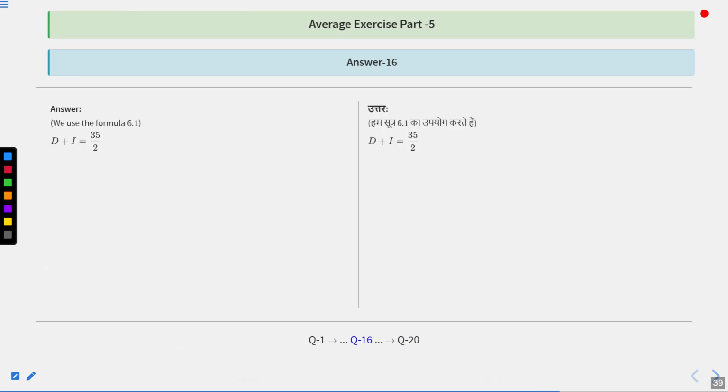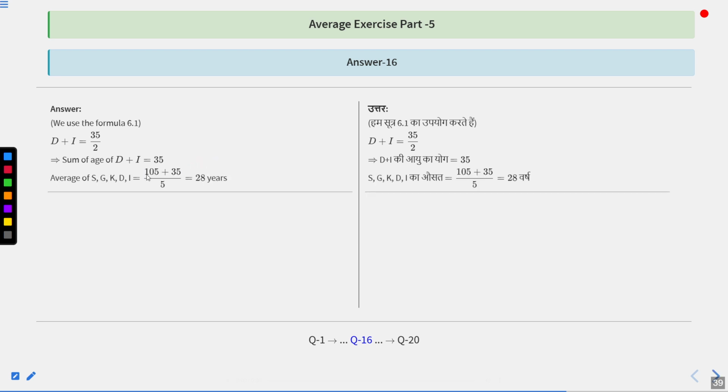Now for Dhoni and Irfan, dividing 35 by 2, we can say that the sum of their ages, Dhoni and Irfan, becomes 35 years. So the average of Sachin, Ganguly, CAF, Dhoni and Irfan will be: total age of these three is 105, total age of Dhoni and Irfan is 35, dividing by 5, which becomes 28 years. Clear? Next one.